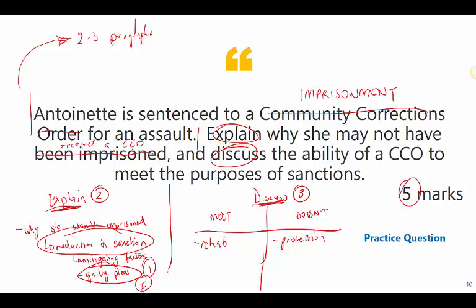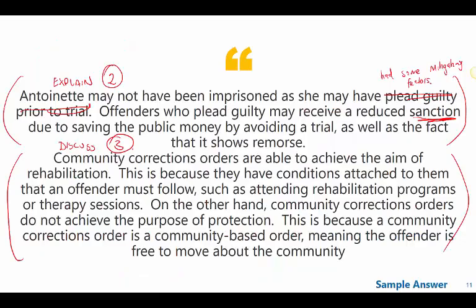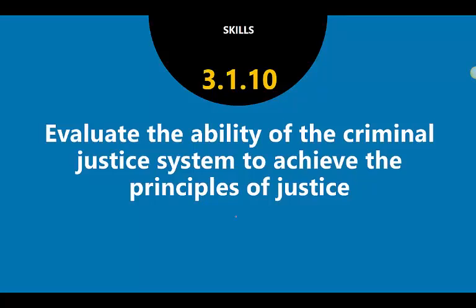Okay? And there you'd be looking at, okay, she's gone to prison instead of a CCO. Why has she had an increase in sanction? Aggravating factors, or victim impact statements. And then I've just discussed community corrections orders, which you can pause and have a look at if you like. They meet rehabilitation. On the other hand, they don't meet protection. So just exchanging opinions on community corrections orders.